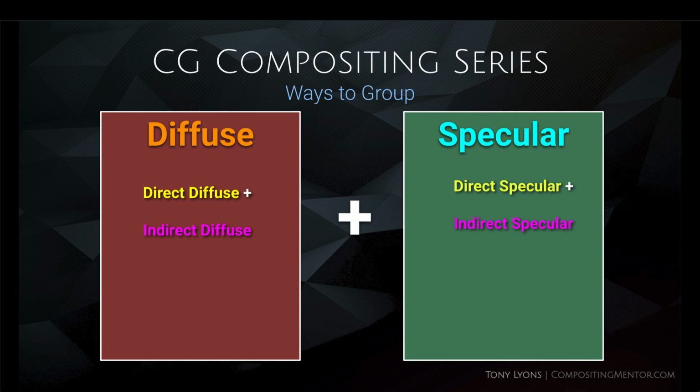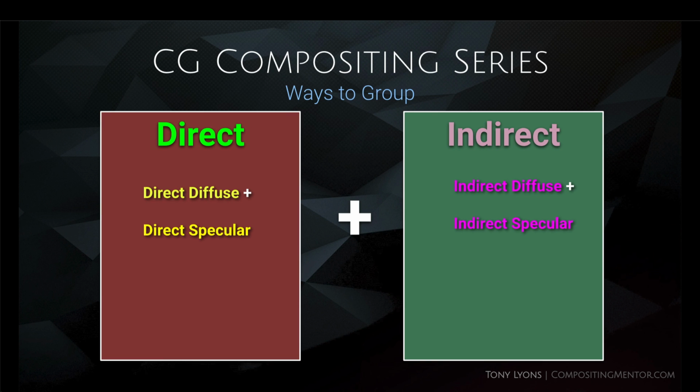I would say that the diffuse and specular separation is in general more common to see and probably more useful as a compositor because we are talking about material qualities in diffuse and specular, as we mentioned in the material pass. But there are some cases where you might want to separate the direct and indirect lighting to do different things. So we can get into that, and let's jump into Nuke now to see.